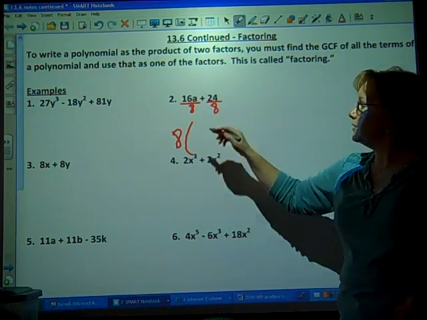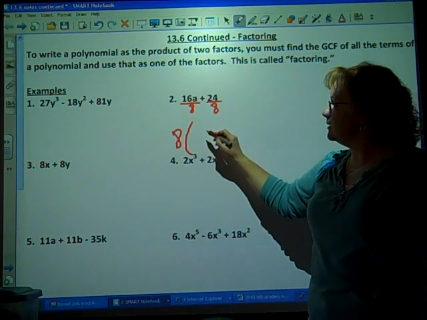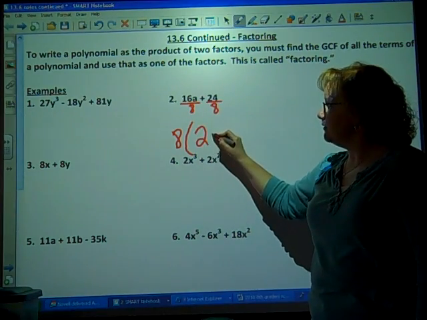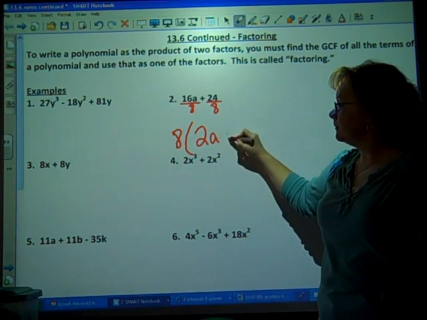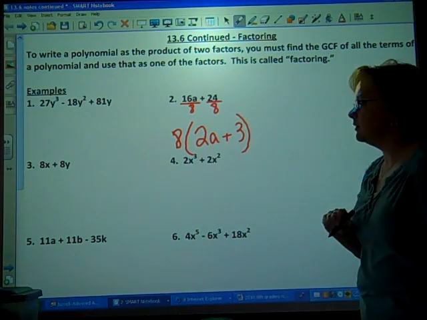Right, so there'd have to be an a in both of them to be able to factor it out, okay? So what's 16 divided by 8? 2. And I have an a there, right? And then 24 divided by 8 is? 3. So I get plus 3. Done.